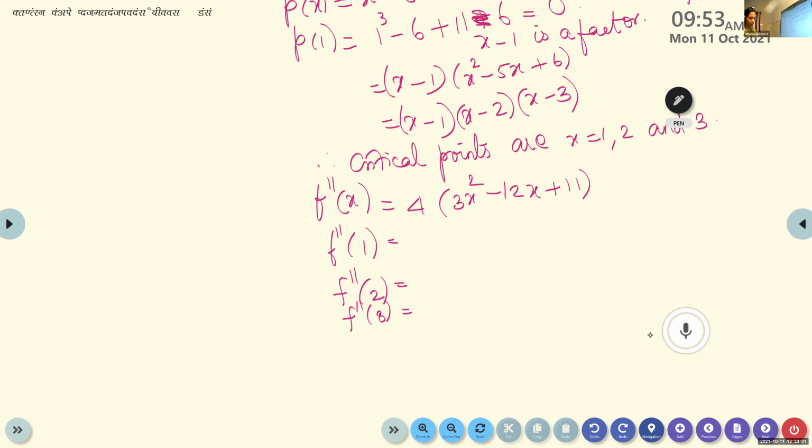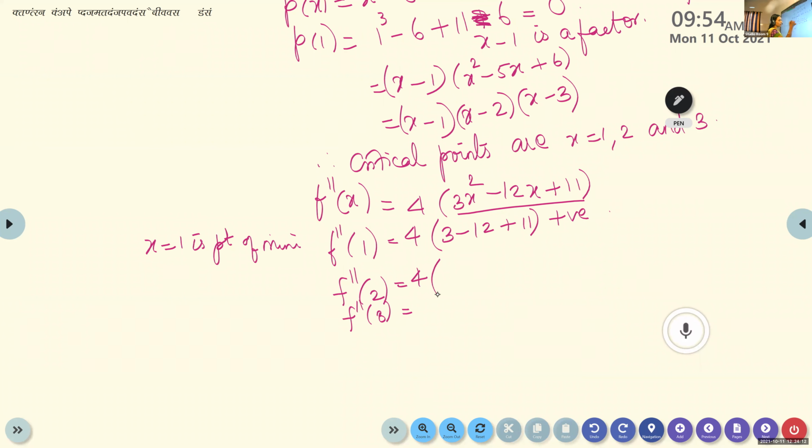What is the sign of f double dash of 1, Femina? Is it positive or negative? What is the sign, children? You only look at the value. Don't bother about this. So 3 minus 12 plus 11. Is it positive? Therefore, x is equal to 1 is a point of minima.